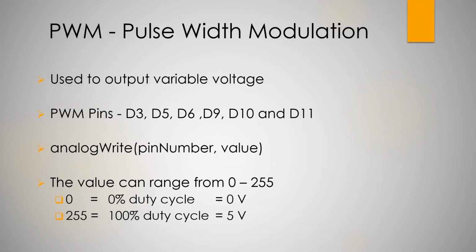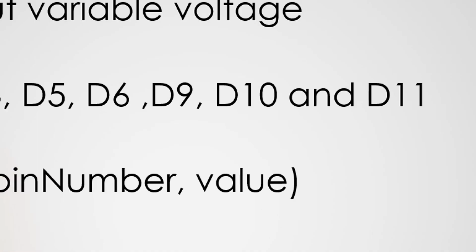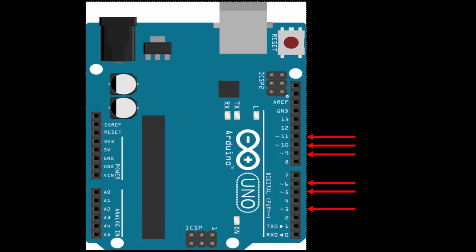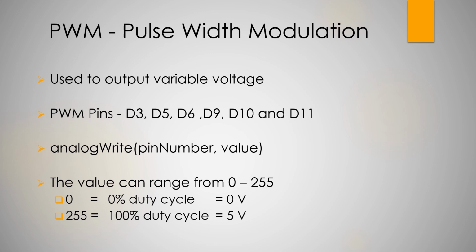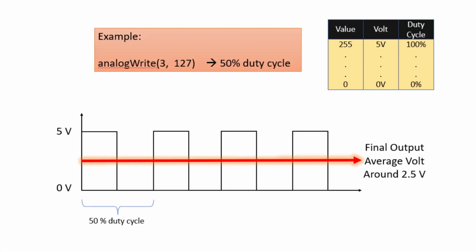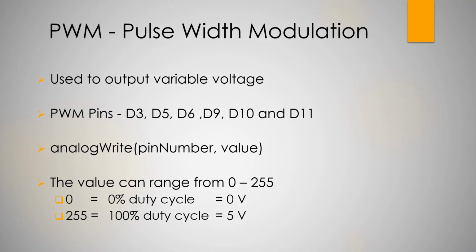If we need to output a variable average voltage ranging from 0 to 5 volt, then we can use PWM, that is pulse width modulation. We can use PWM pins D3, D5, D6, D9, D10 and D11. We need to use the analog write function to output a PWM signal. The value can range from 0 to 255, where 0 results in 0% duty cycle and 255 results in 100% duty cycle. We can use PWM signal to drive DC motors at different speeds.